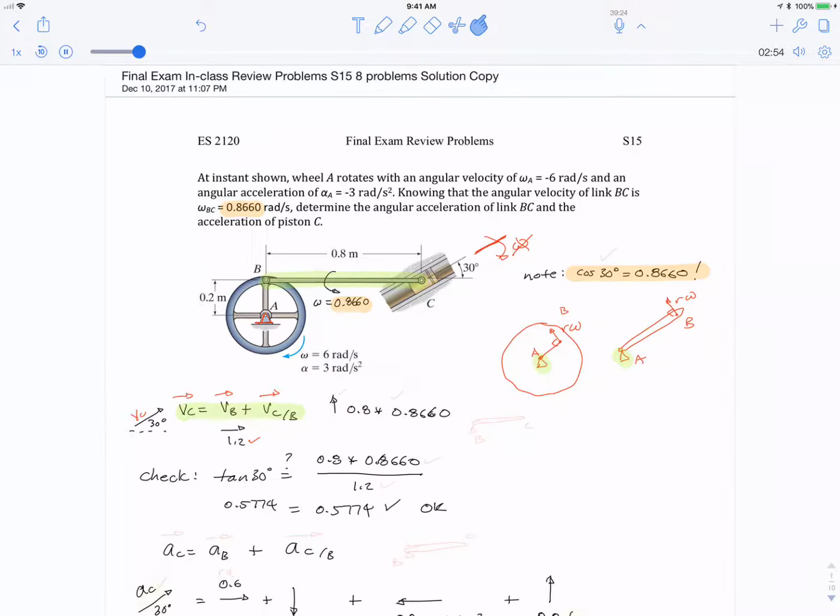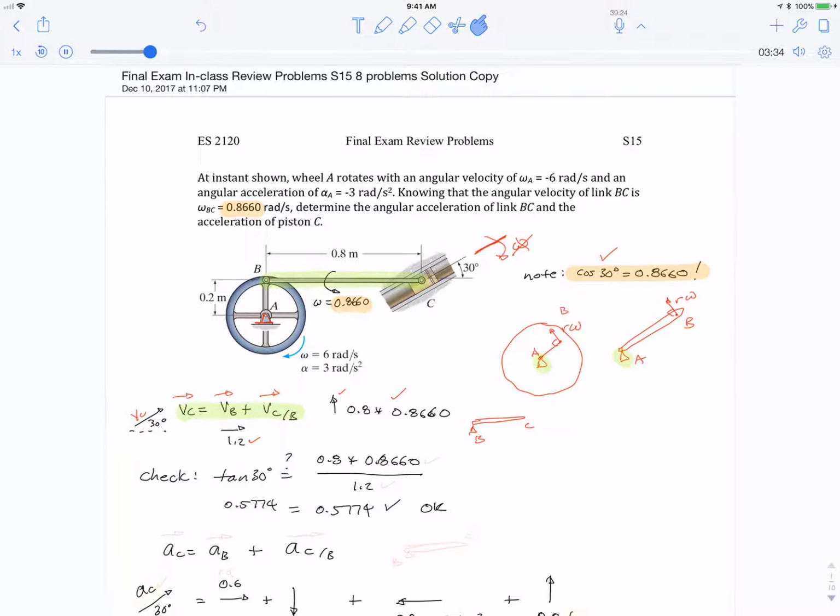And V of C relative to B means C spinning around B. That's C relative to B. This is interesting. We were given that the omega of BC is 0.8660 radians per second. That number looked familiar, and the more I thought about it, 0.8660 happens to be cosine of 30 degrees, and that will make this problem work out. But anyway, we know that C relative to B is going up, and it has that value.